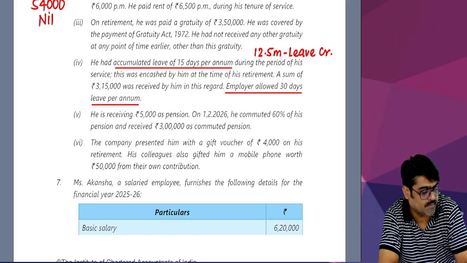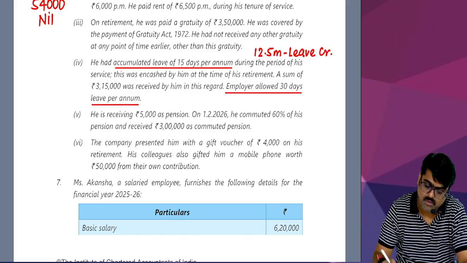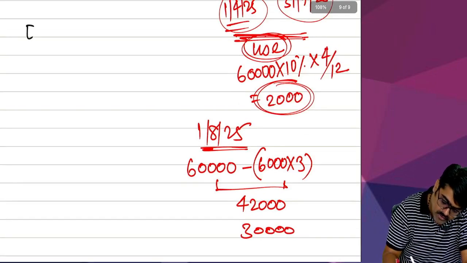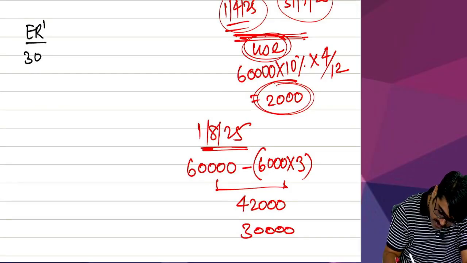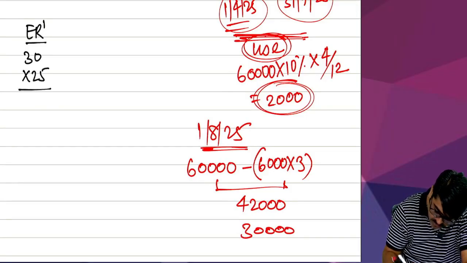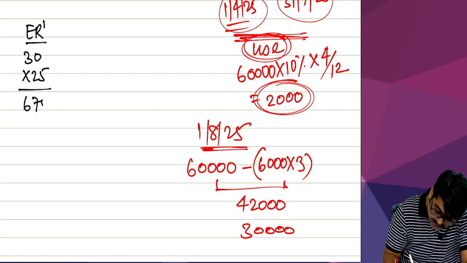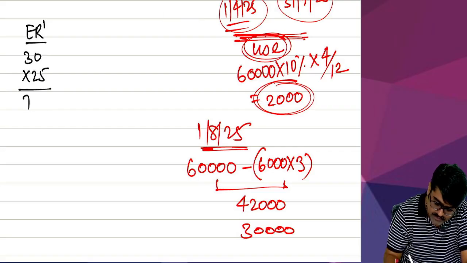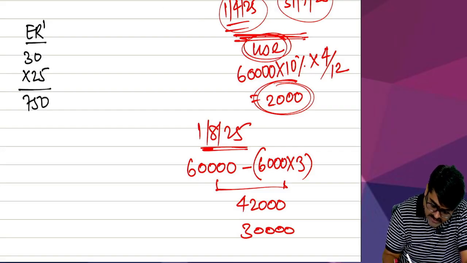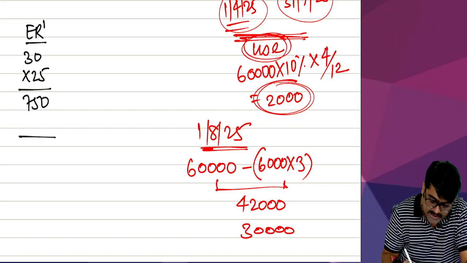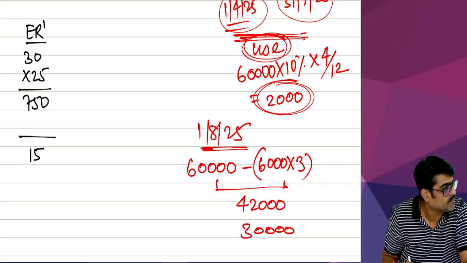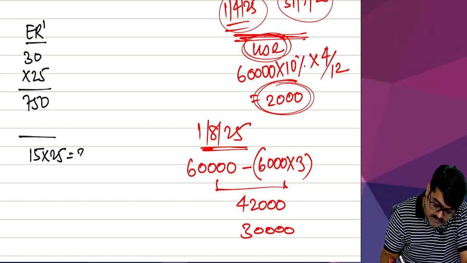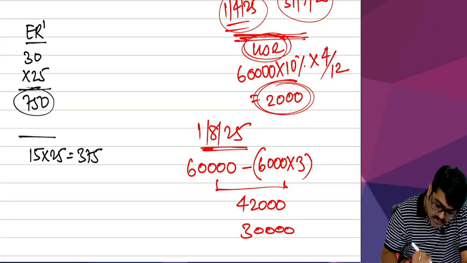Getting my point, everyone? What I am trying to tell you? The employer was giving how much leave? As per the employer's rule, how much leave? 30. How many years? 25 years. So this will be 750. Out of that, he is taking some leave and he is saving 15 days. 15 into 25 will be how much? So 375 is saved out of 750.